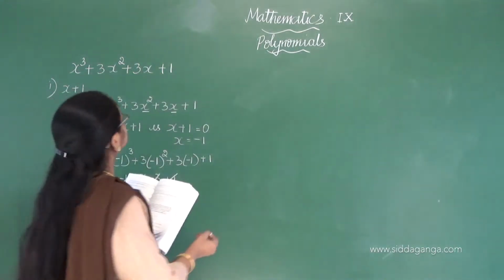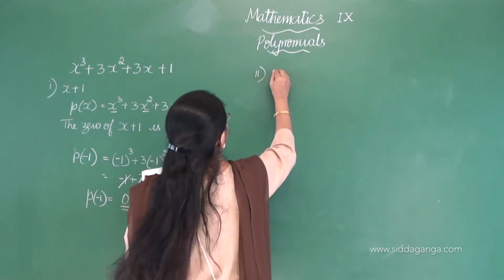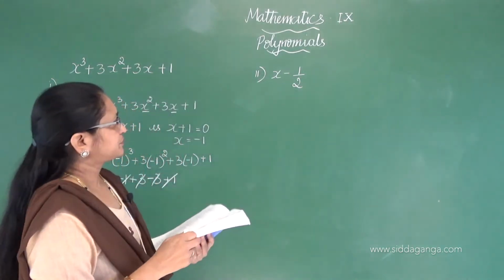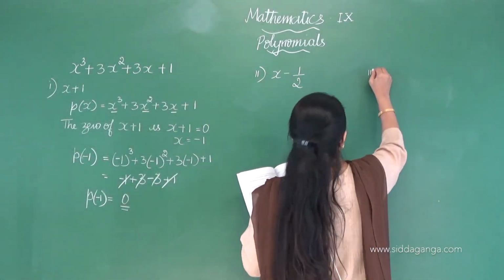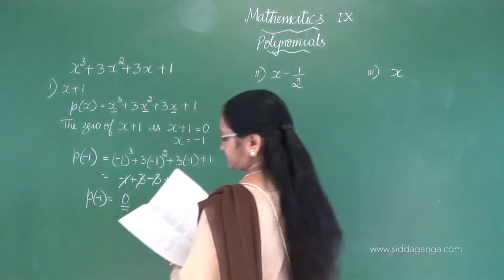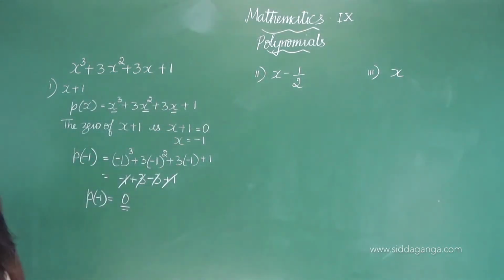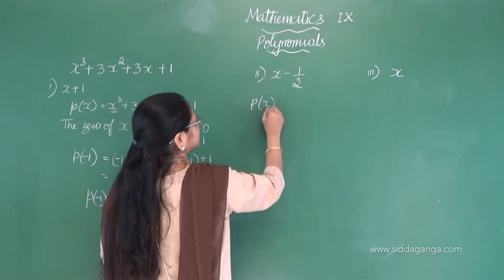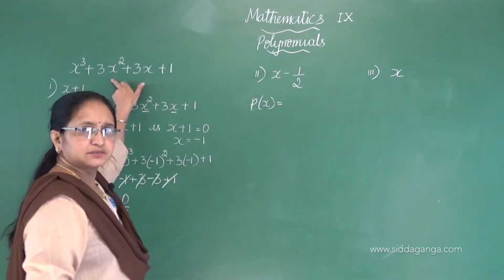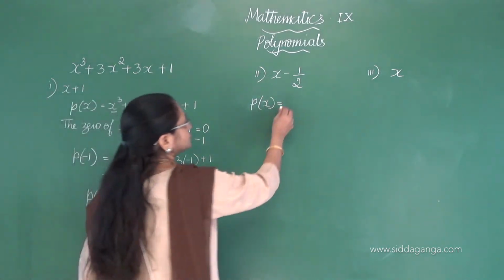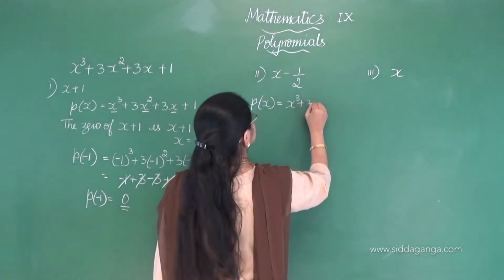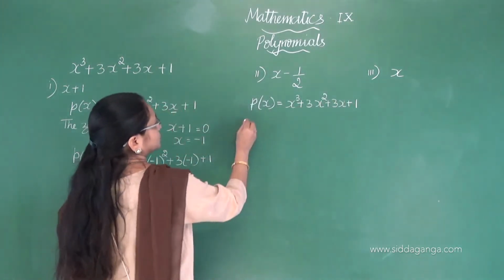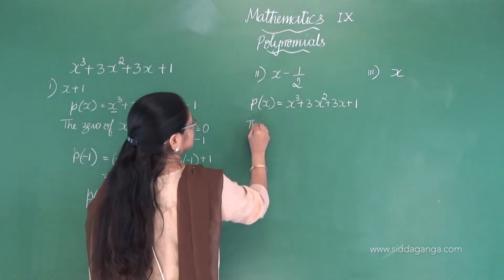Now, the second one is x minus half, and the third one is x. Now, see here, first let us take p of x is equal to, see here the dividend is the same. So, x cube plus 3x square plus 3x plus 1. Now, find out the 0 of this.